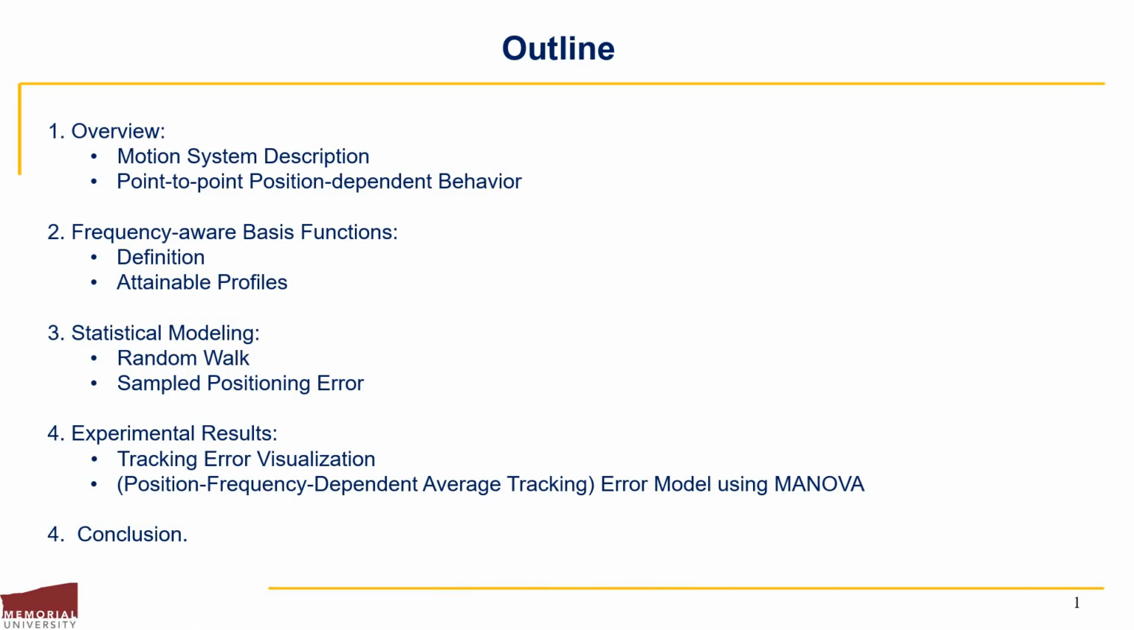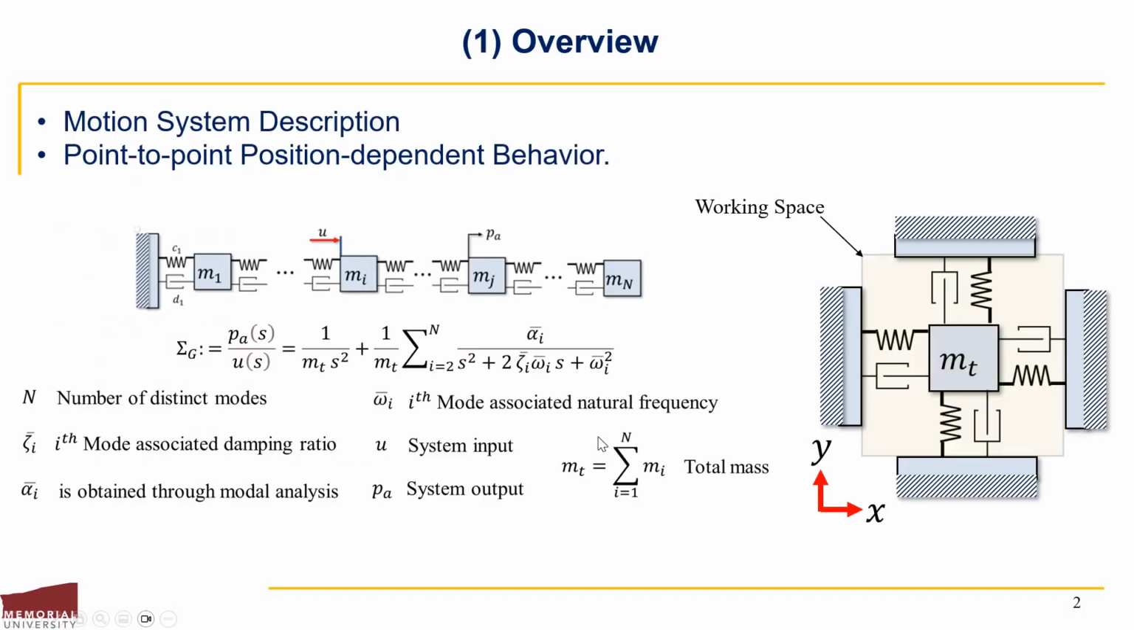I will talk briefly about the motion system under study and the investigated point-to-point behavior, followed by the proposed frequency-aware basis functions and their use. After that, the use of random walk and sample positioning error in the statistical modeling of the motion system will be highlighted. Obtained experimental results will be discussed, followed by some concluding remarks.